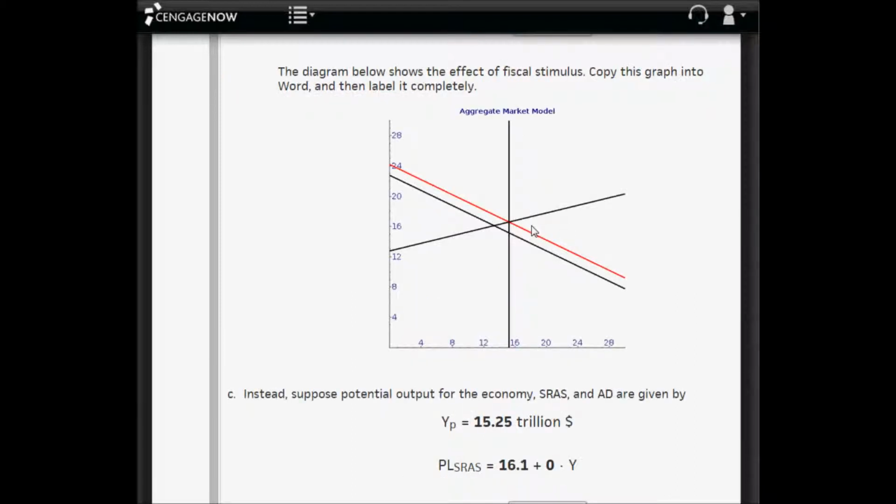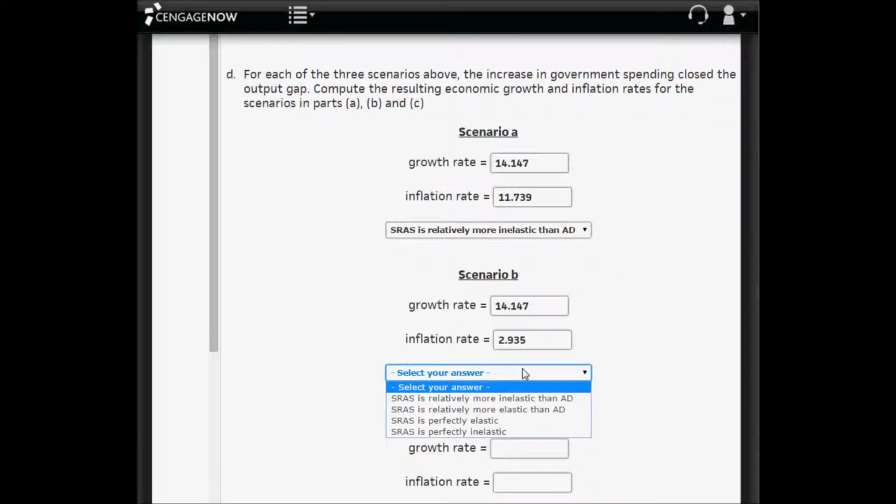If you look at the diagram in scenario B and you compare short run aggregate supply to aggregate demand, you can easily tell that short run aggregate supply is flatter or relatively more elastic than aggregate demand. So short run aggregate supply is relatively more elastic than aggregate demand.